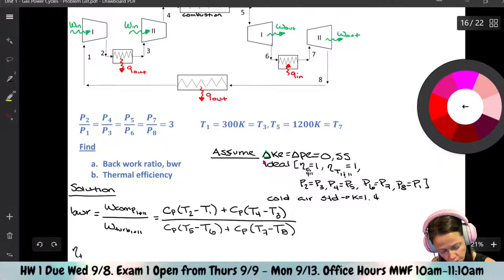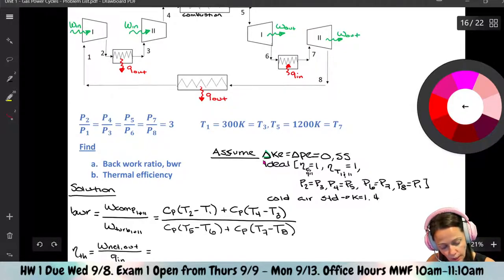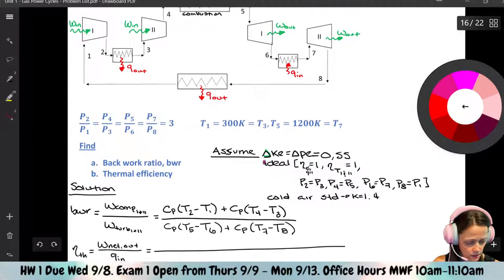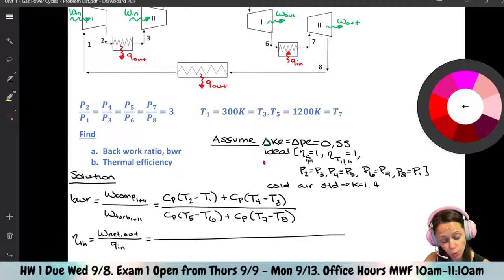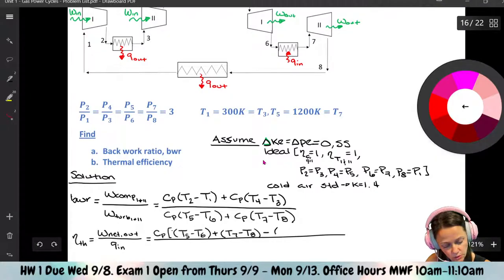And then I need my thermal efficiency. I know it's the work net out over Q in. By work net out, I can write this thermal efficiency equation two different ways, and I might as well do that. Let's make sure that we can all see that. So it'd be the work out, T5 minus T6 for the turbines, and then the compressors.